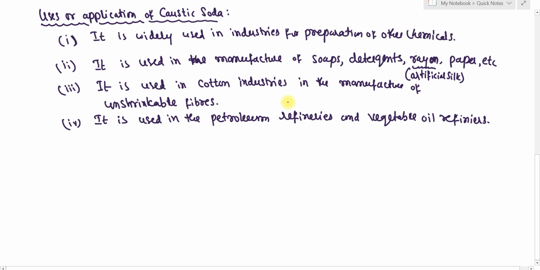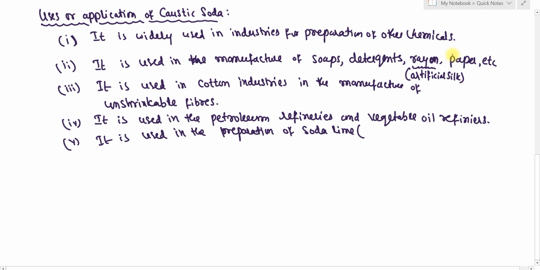Then another important use of caustic soda is it is used in the preparation of soda lime. What is soda lime, students? Can anybody tell? Not lime water. I am asking about soda lime. It is a mixture of NaOH and CaO.